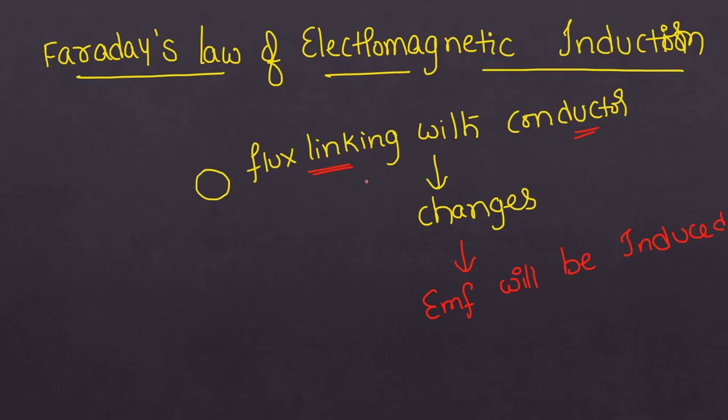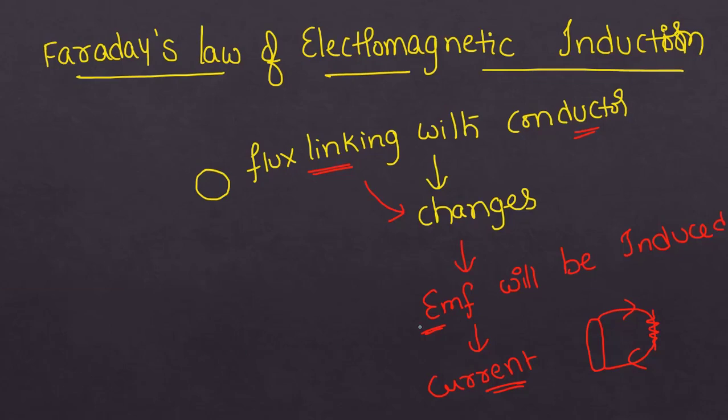If the flux linking with the conductor changes, then automatically EMF, an electrical term, will be induced. That is why it is called electromagnetic induction. If the path is closed, let us suppose EMF is induced in a conductor, this EMF will generate a current. That's it, if the path is closed by some load. So it's a simple thing.